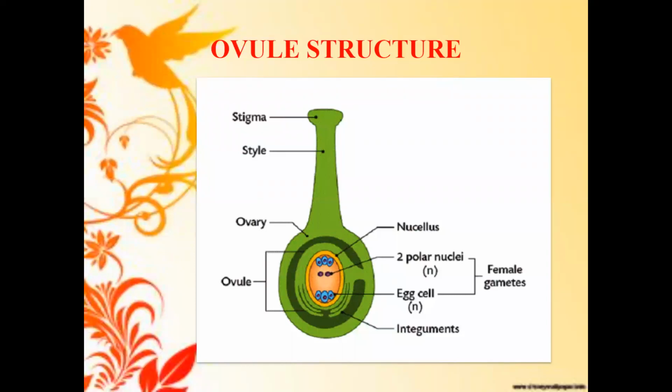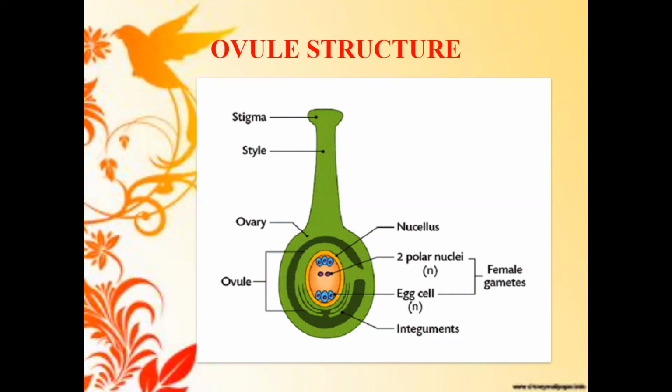The first one is the ategmic ovule. A means absence. Ategmic ovules mean the nucellus of the ovule is not covered by the integument. For example, Loranthus and Balanophora both belong to the ategmic ovules.